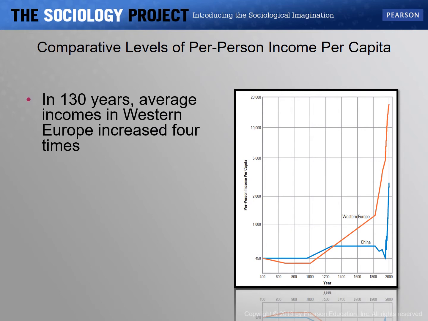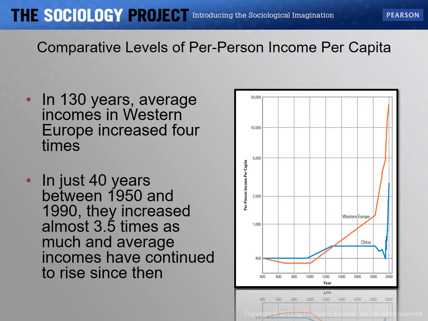In the last 130 years, the average income in Western Europe increased 4 times. In just 40 years, between 1950 and 1990, they increased almost 3.5 times as much, and average incomes have continued to rise since then.